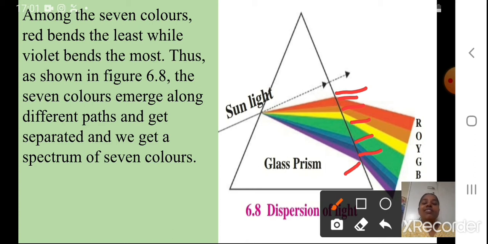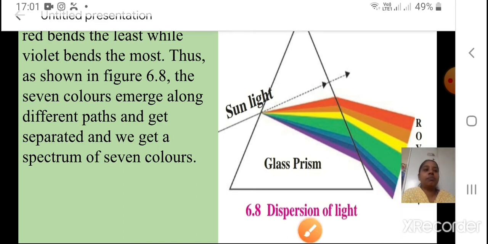Students, the same thing happens when sunlight gets refracted at different angles and the colors spread out as it passes through a water droplet. We'll be studying that also, how the rainbow is formed, in this lesson. Now we will continue with the next part, students.